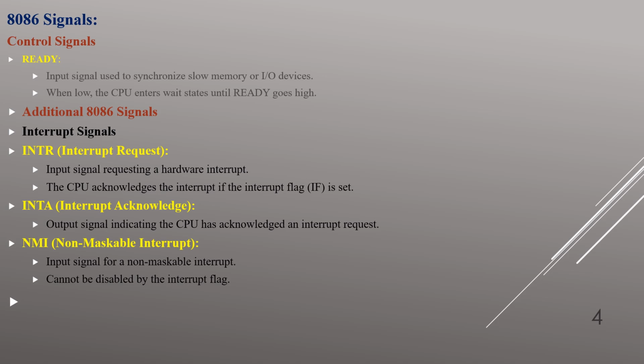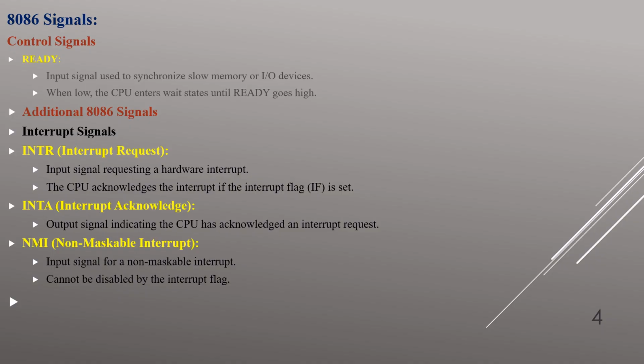First one is the interrupt request. The CPU acknowledges the interrupt request if the interrupt flag is set. This allows external devices to interrupt the CPU to signal that they require attention, enabling responsive multitasking. Next one is INTA, that is interrupt acknowledge. This is an output signal, remember, indicating that the CPU has acknowledged an interrupt request. When the CPU asserts INTA, it informs the requesting device that it is ready to process the interrupt.